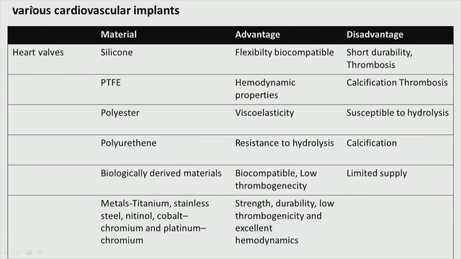So, various cardiovascular implants, heart valves: silicone, PTFE, polyester, polyurethane, or biologically derived material. So, all these are used. Advantages, disadvantages. Some of these are very good. PTFE has good hemodynamic property, polyester is viscoelastic, polyurethane has resistance to hydrolysis, but they could have calcification or thrombosis. Biologically derived material of course is very good, but then they are limited in supply. If you take metals, titanium, stainless steel, nitinol, all these are used in heart valves.